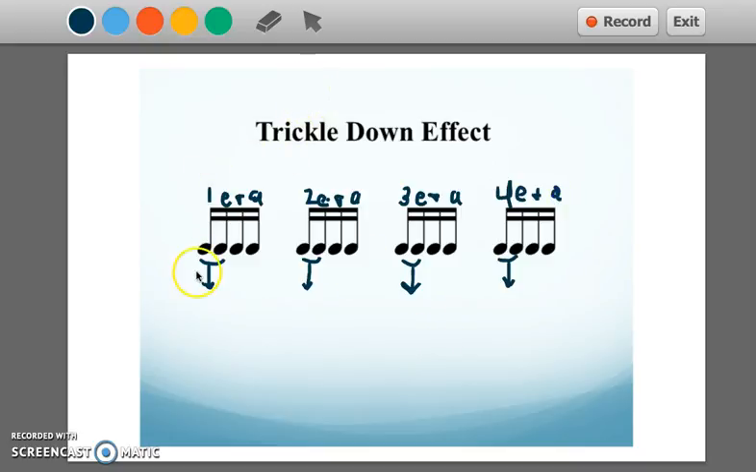The trickle down effect comes this way. Two of these combined together create one eighth note. Then I am going to carry these down. It's almost like long division. Carry these two down, and they are going to be two 16th notes.